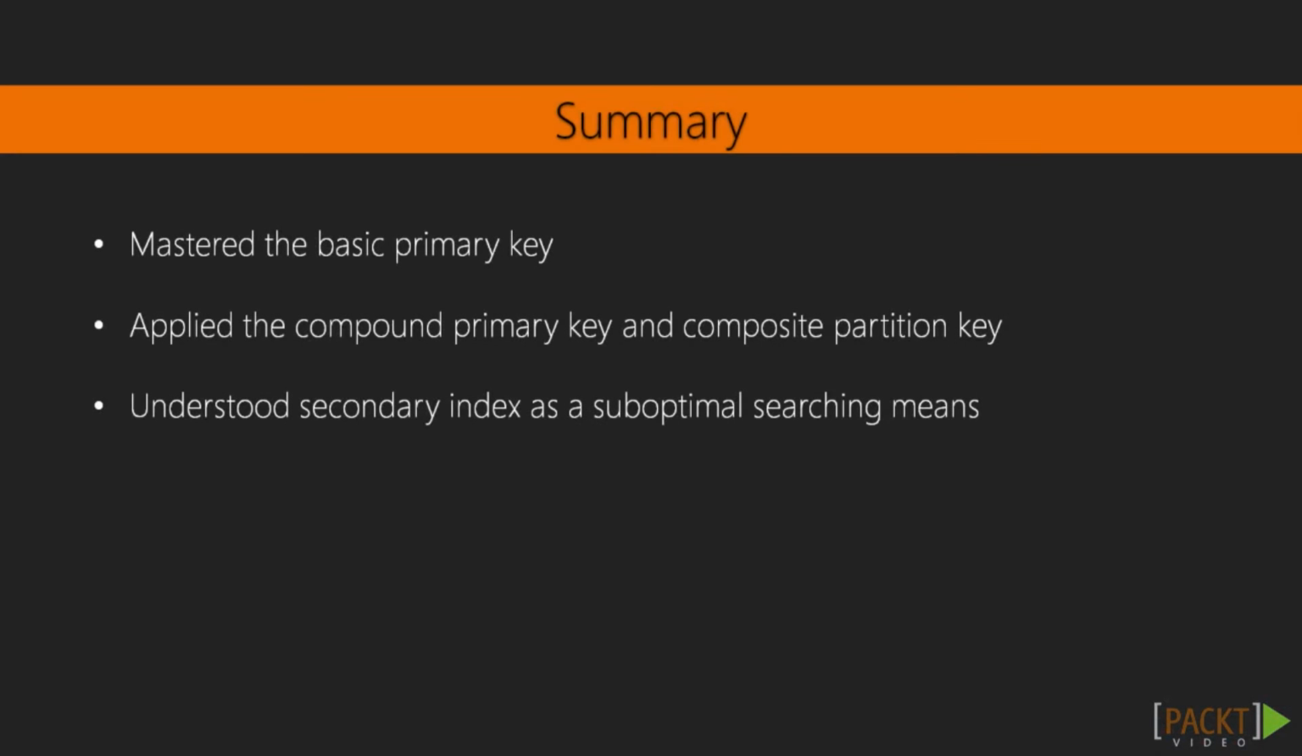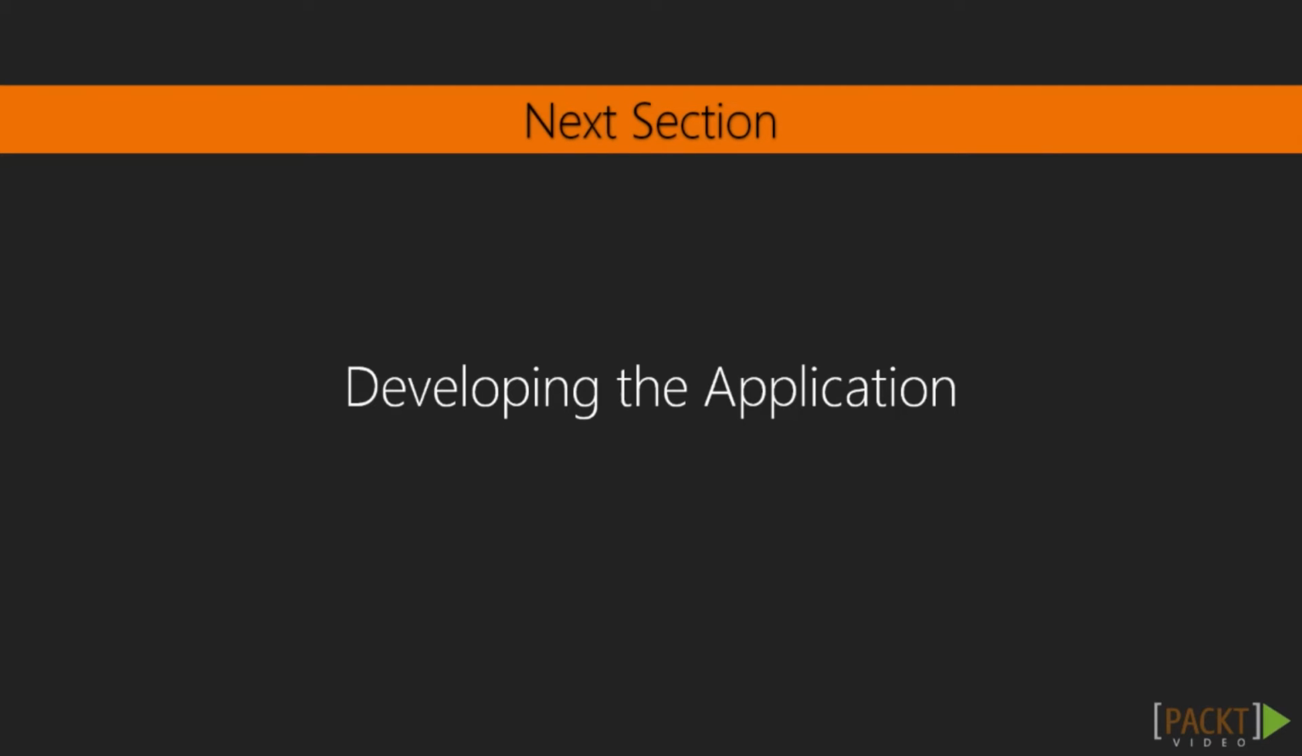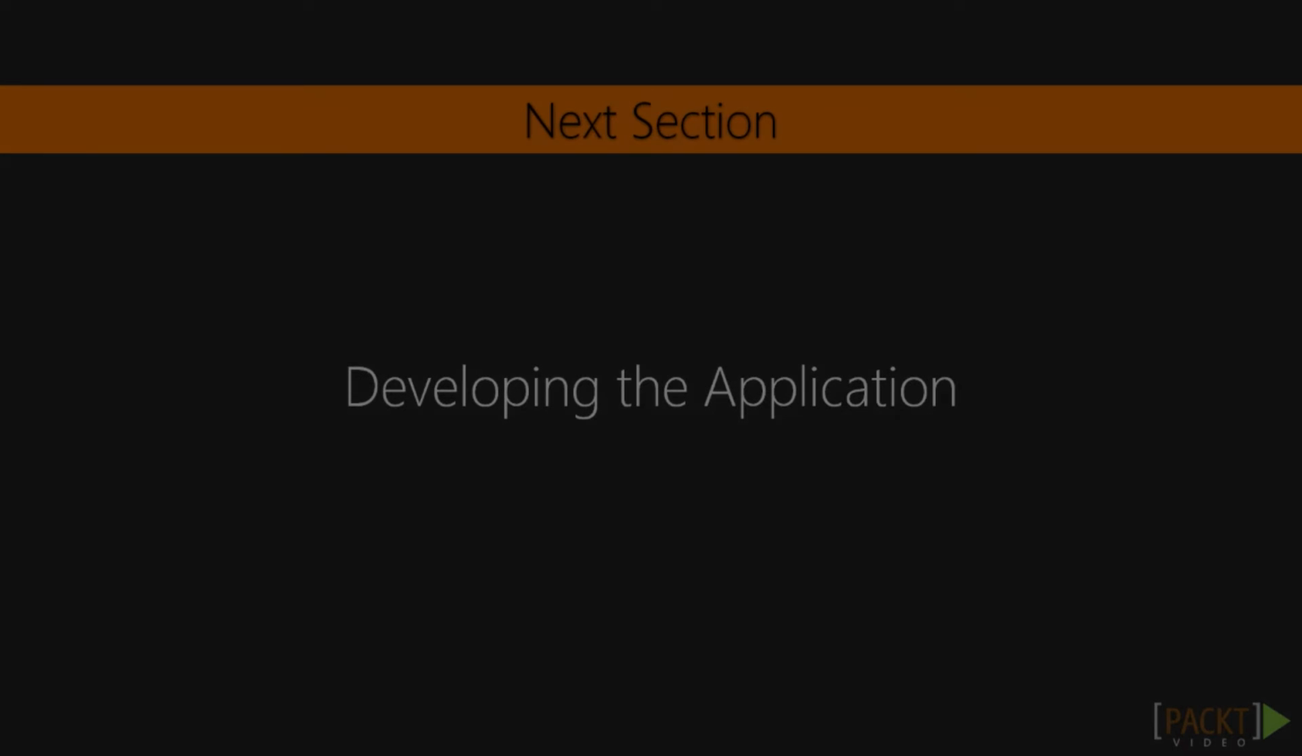Well, we ran through the basic primary key, compound primary key, as well as composite partition key. We also covered secondary indexes and understand that they are just a suboptimal way to finding rows. We'll proceed to section 3 of this course, developing an application. We'll roll up our sleeves to write a simple stock quote application called Cassandra Trader.